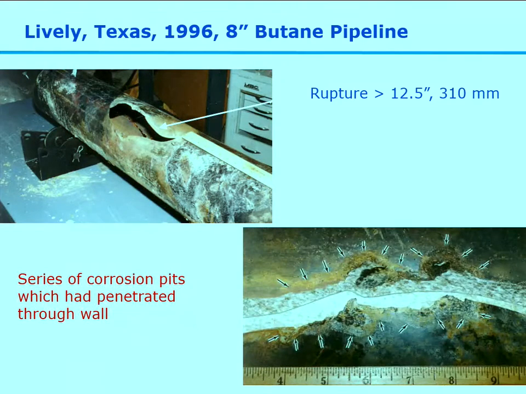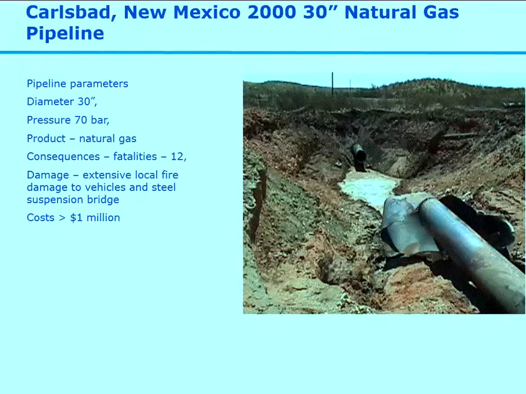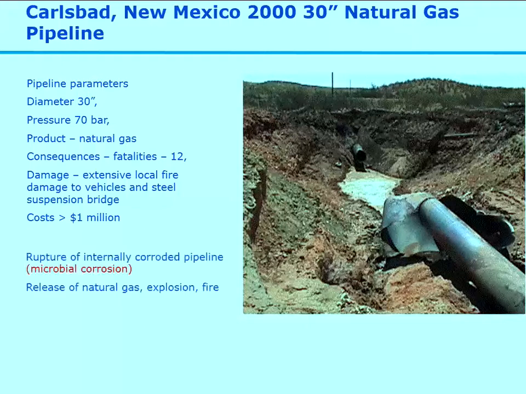This is the other incident which contributed to the change in the US safety legislation. This is the Carlsbad incident, a natural gas pipeline which failed by internal corrosion. It was a massive pipeline rupture. Again, this was microbial corrosion. It occurred in the middle of nowhere, except it was quite close to the river where a family had gone on a fishing trip. They were actually camping very close. So there were fatalities as a result of this incident.